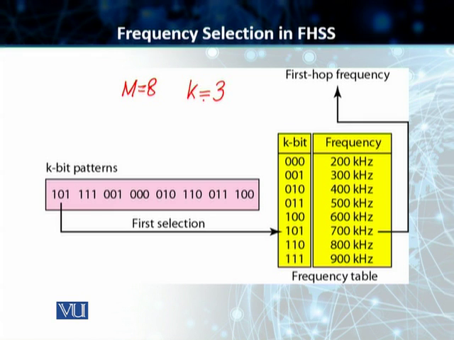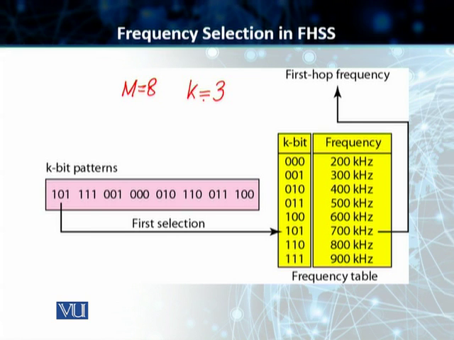So the pseudo-random code generator, the PN, that we went through in the last slide, will create 8 different 3-bit patterns for the frequencies that we have chosen for our application. And then these are mapped to 8 different frequencies, as you can see in the frequency table. 200 kilohertz is mapped to 000, 300 kilohertz is mapped to 001, and so on. Students, note that in this particular case, the pattern is pseudo-random. What this means is that it is repeated after 8 hoppings.